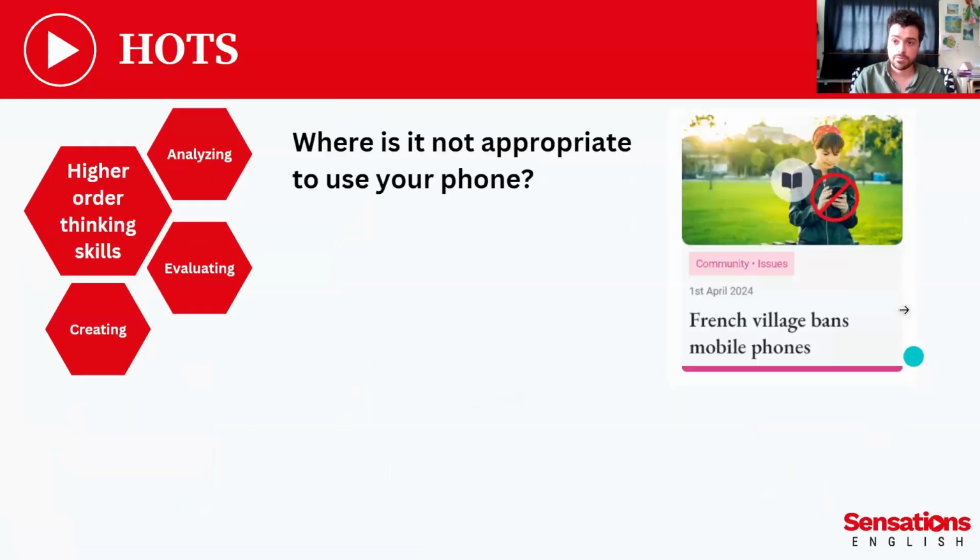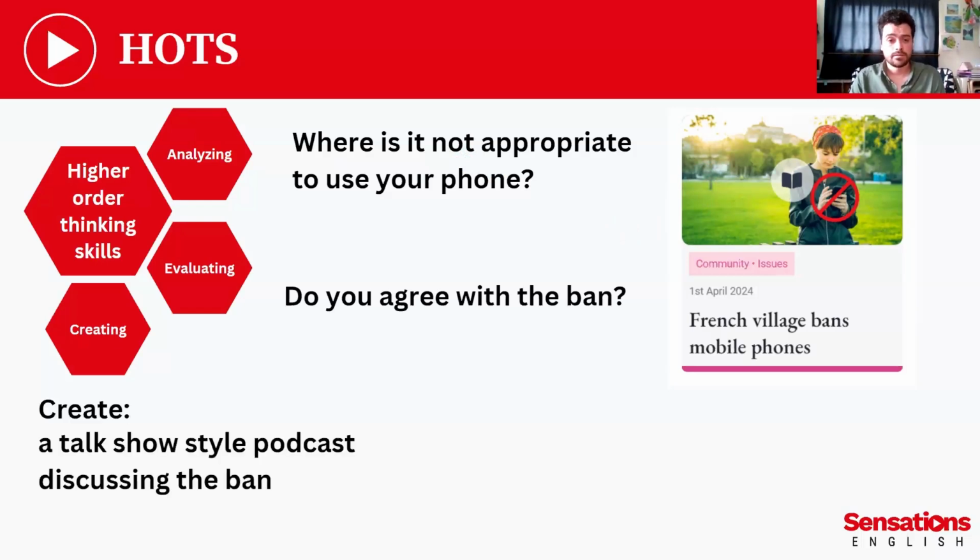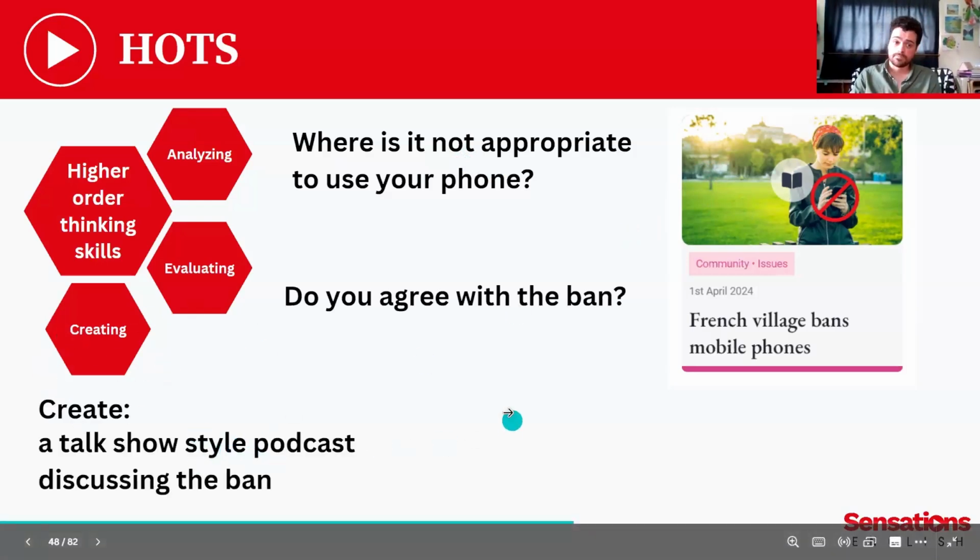So let's take a look at an example. This article is about a French village that banned mobile phones in public. You could start off the class talking about analysis, you know, before even reading or listening to this. You could ask your students, where is it not appropriate to use your phone? And they might talk about the movie theater, a church, a religious building. They might talk about at dinner. After reading it, you might discuss, do you agree with this ban? Why not? And then you might create something.